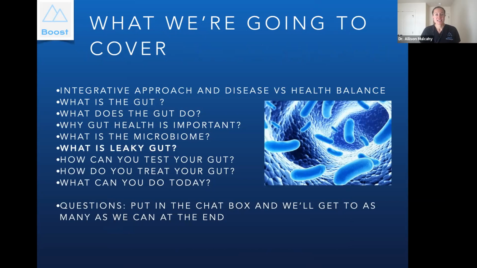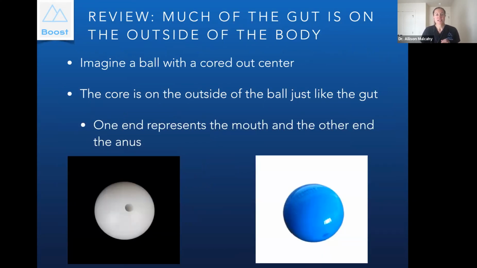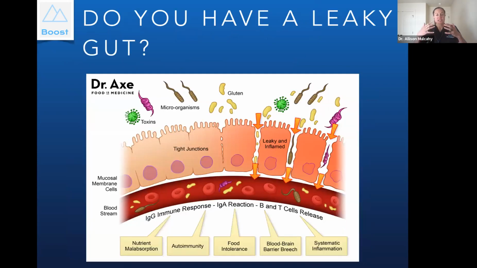Okay, the next thing we're going to move on to is, what is leaky gut? So let's go back again to that little picture that I talked about earlier with the ball with the core in the middle. So that's going to help us to understand why leaky gut is important and how it affects our entire body. So if you imagine that core that we're looking through in the ball is actually your gut from your mouth to your anus, and it's actually on the outside of your body, then you can see that we have a layer of cells that protects the inside of our body.